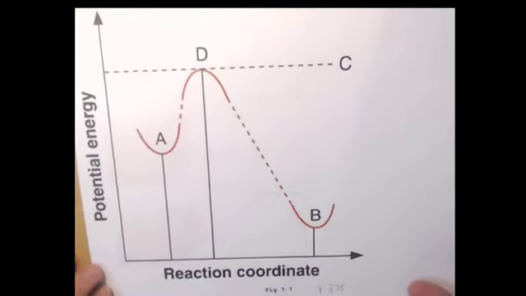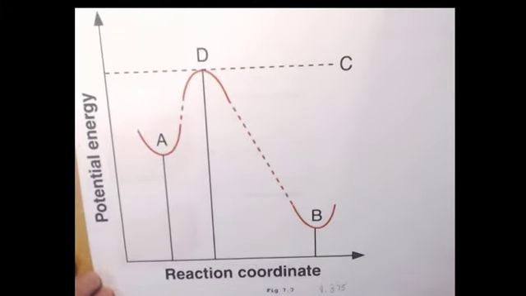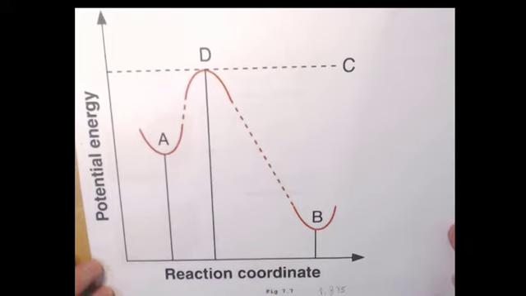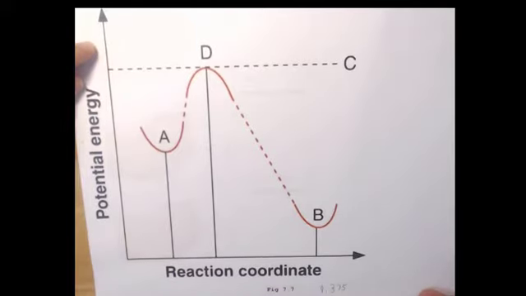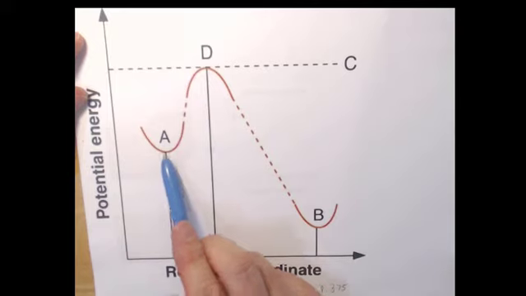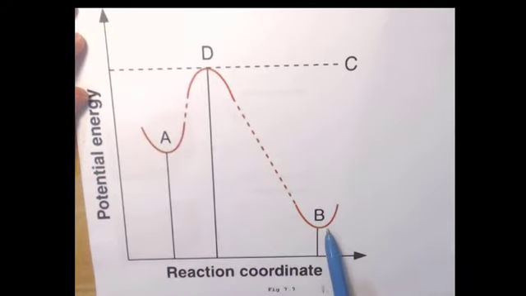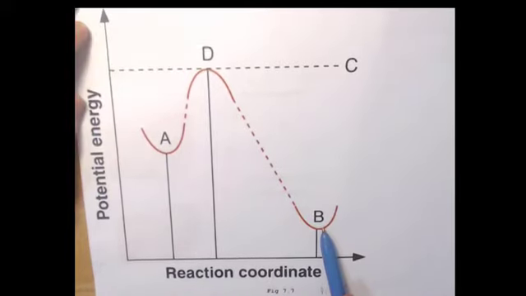This is figure 7.7 from your textbook on page 375. Again, to remind you, this is our reaction coordinate diagram, the progress of the reaction along the x-axis, potential energy along the y. We have a reactant A going to a product B. These are, in this case, an exothermic reaction. Most reactions are exothermic, but they don't have to be.